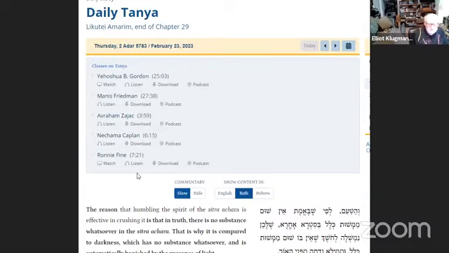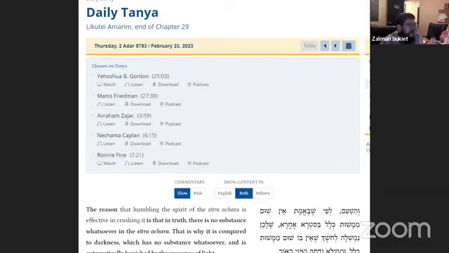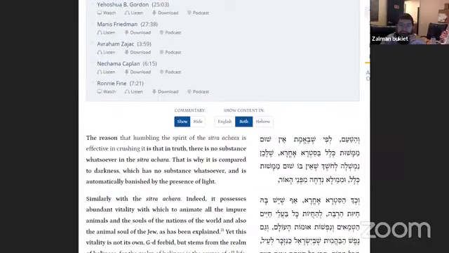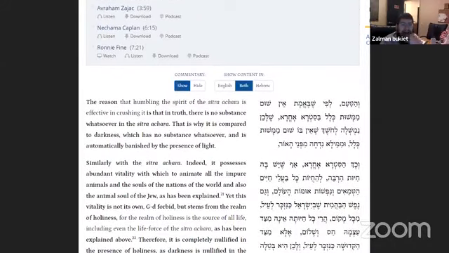Baruch Hashem. Rebuilt. Okay, we're in the middle of chapter 29 in Likutei Amarim. And let's continue with the Tanya. V'ta'am, and the reason that humbling the spirit of the Sitra Achra is effective in crushing it, lefi shebe'emes ein shum mamashus klal b'Sitra Achra.